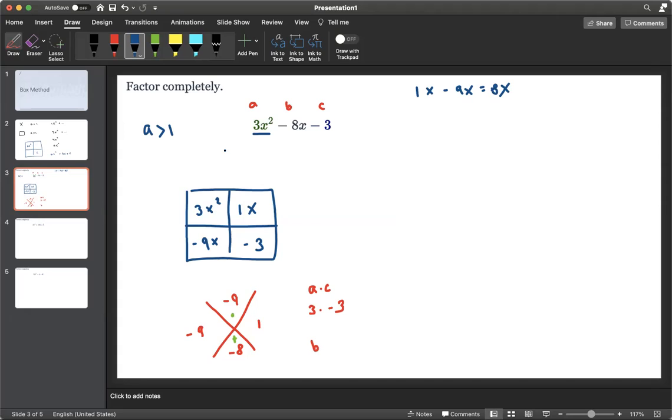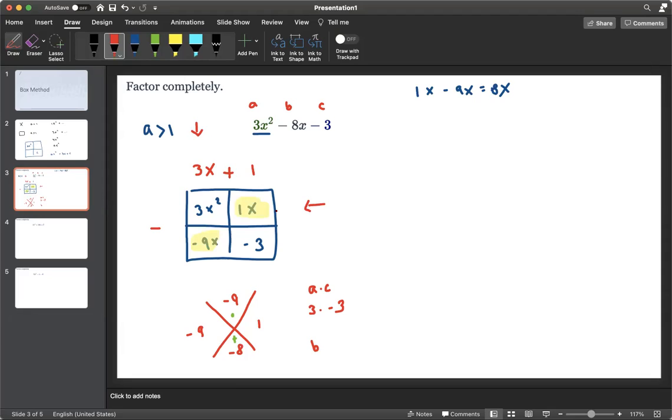So the next part of the box method is we are going to look at these x values here. 1x is positive, so we are going to pull out a positive on top. We look at our -9x, it is negative, so we're pulling out a negative number. Then I'm going to look at my first column. Columns are up and down. So 3x squared and 9x, my GCF is going to be 3x. If I look at my second column, 1x and 3, my GCF is a 1.